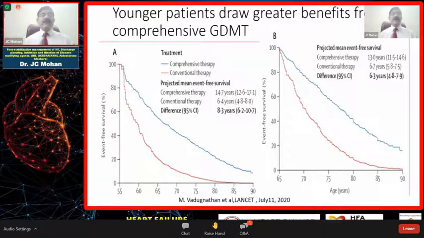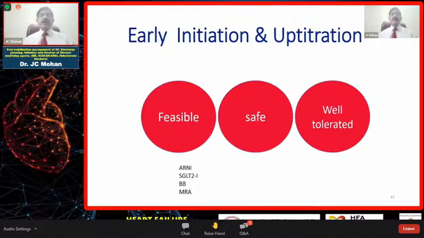And you can add event-free survival in younger people by about 8 years and in older people by about 6 years if you use comprehensive guideline-directed medical therapy, which includes all the 4 classes of agents which I talked about. So to summarize, ladies and gentlemen, early initiation and titration of ARNI, SGLT2 inhibitor, beta blocker, MRA is feasible, safe, well-tolerated. Within 4 weeks, patients should be on board of all these drugs.